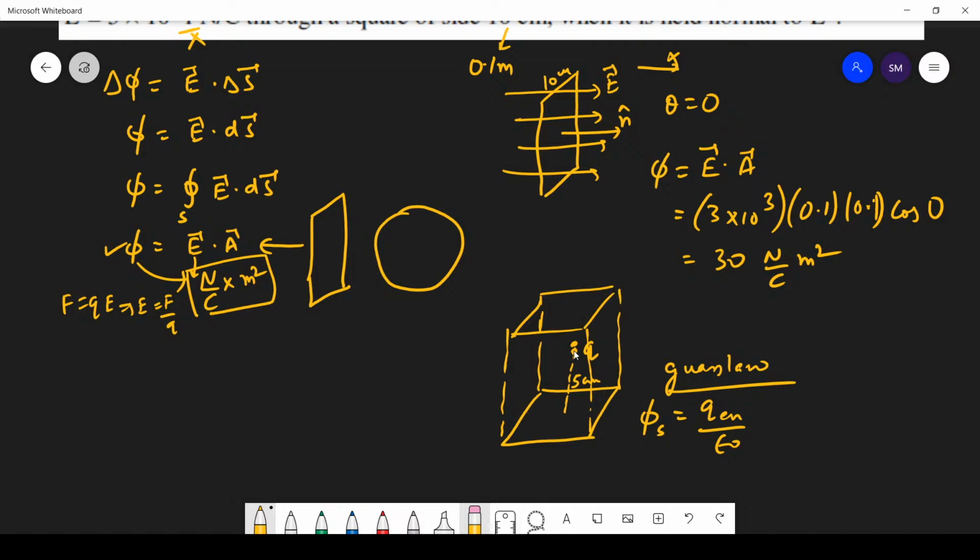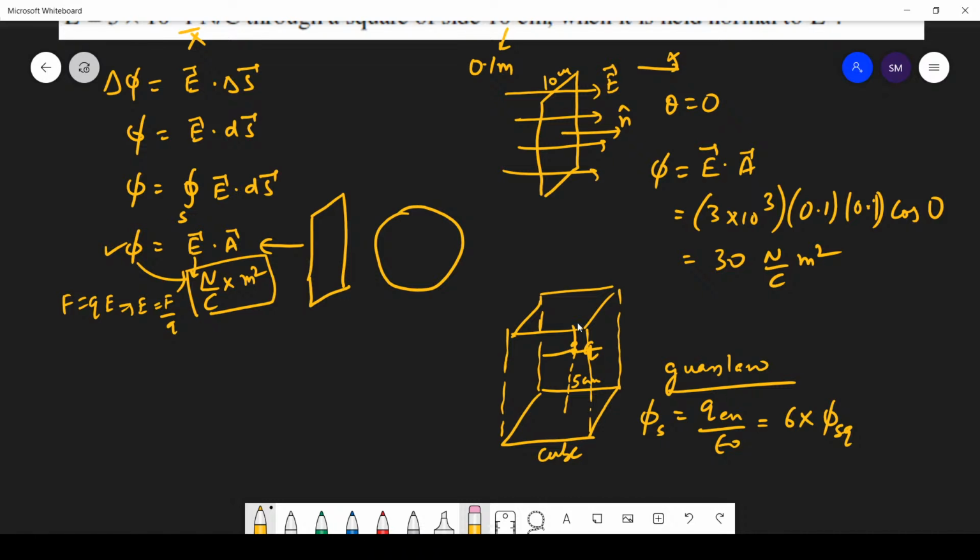Now this is 5 centimeter from all the sides. So flux through all the 6 surfaces will be the same. This total flux is actually 6 multiplied by the flux through each surface, each square. So this is the flux through the whole surface, the Gaussian surface. The Gaussian surface we have taken is a cube here, and that is equal to this.